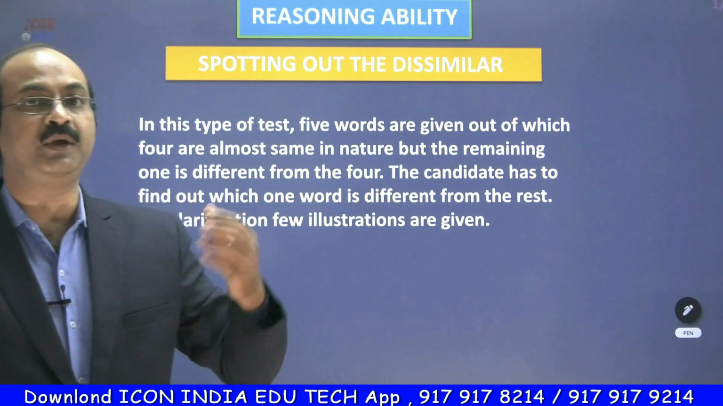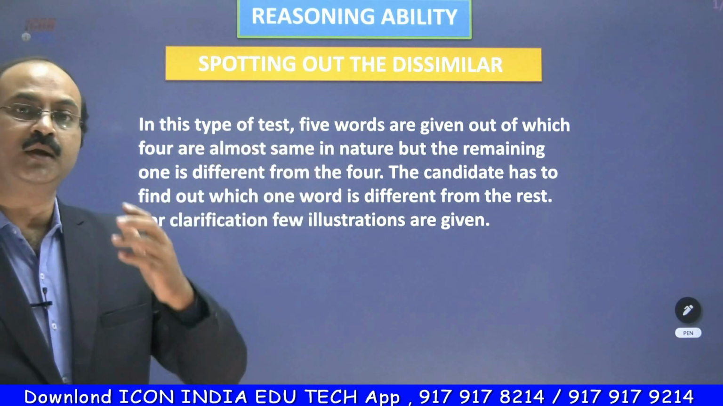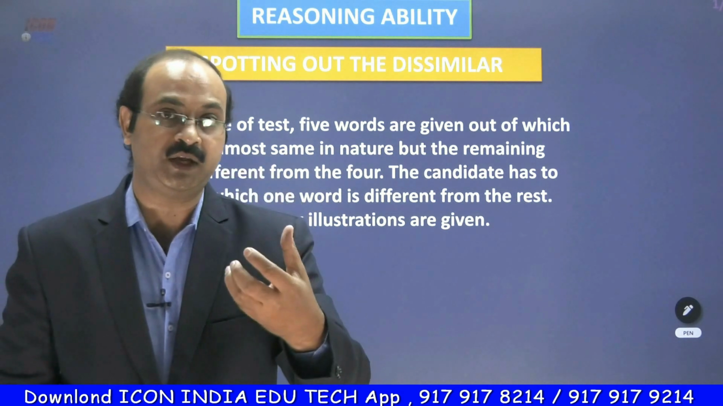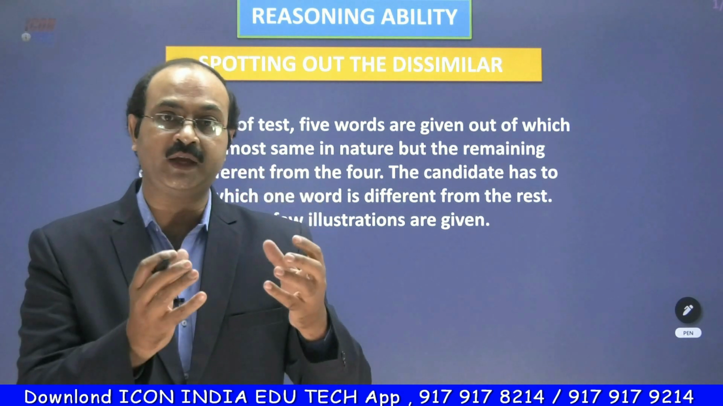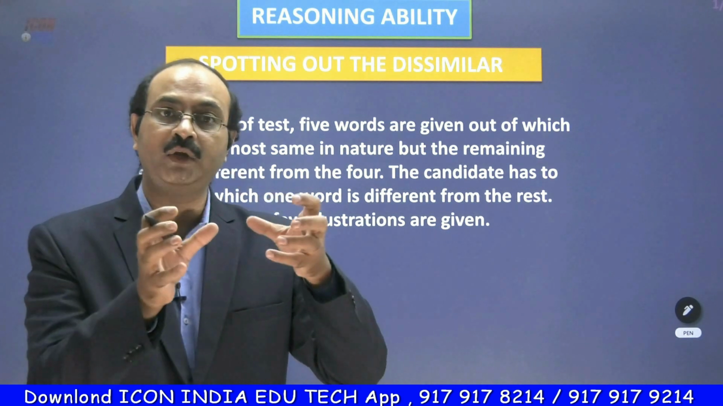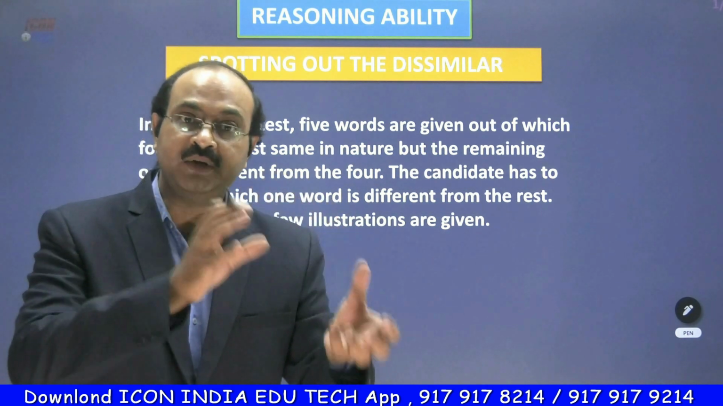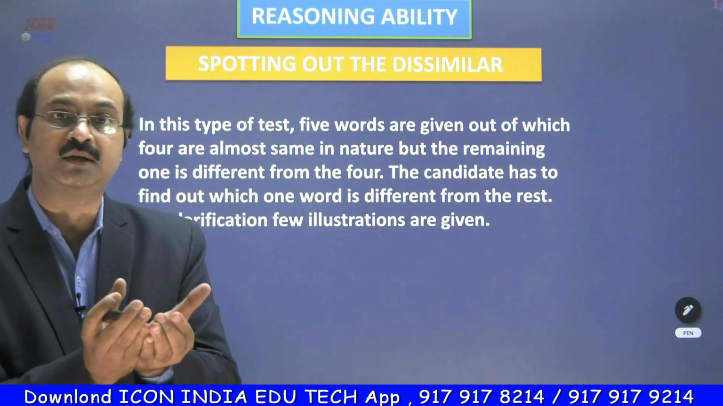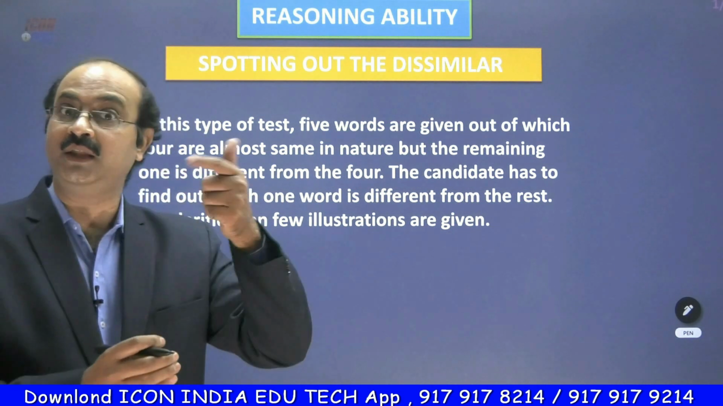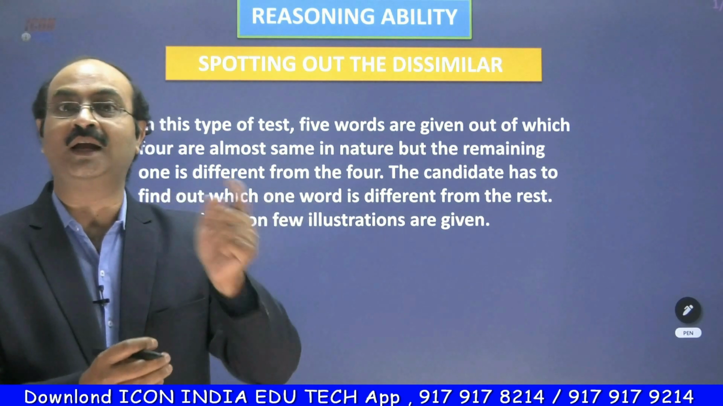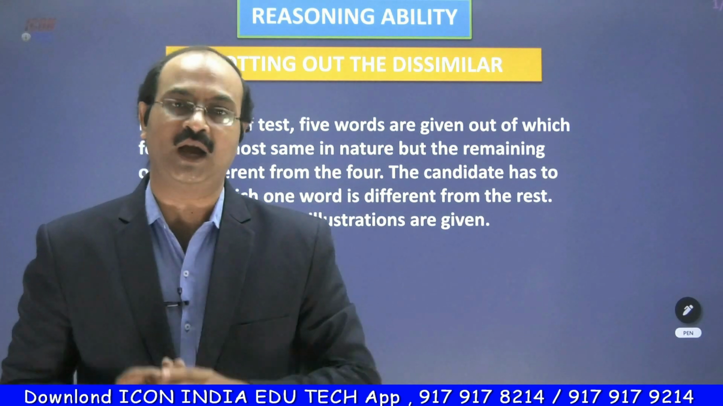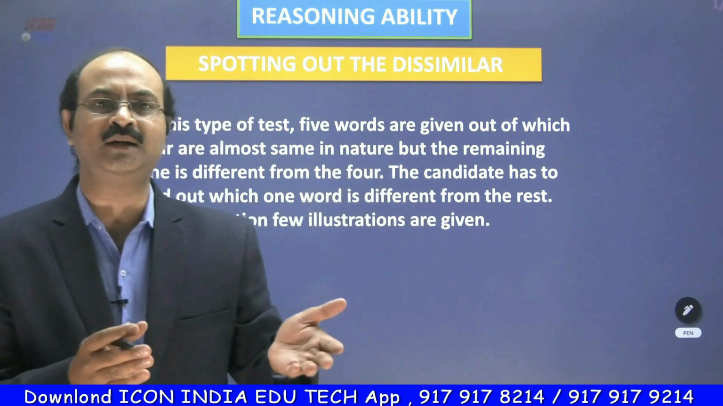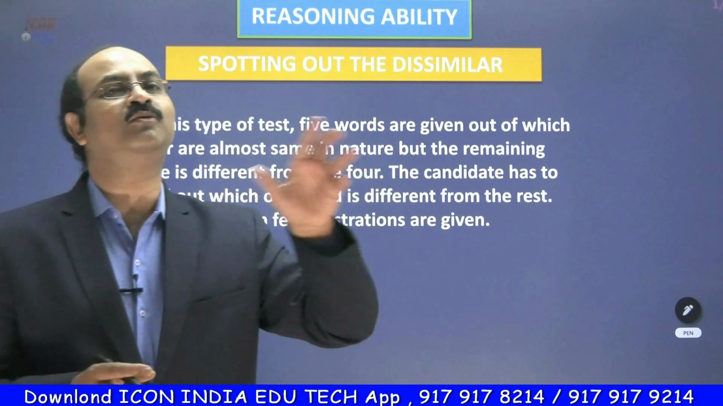In picking out the dissimilar one, the basic concept we are going to apply is classification. That means out of the 5, 4 are following a particular pattern or definition or a sequence, a common characteristic that we have to identify, and there will be one which won't conform with the properties of the other 4. Sometimes we call that 5th one which is dissimilar the odd one out.